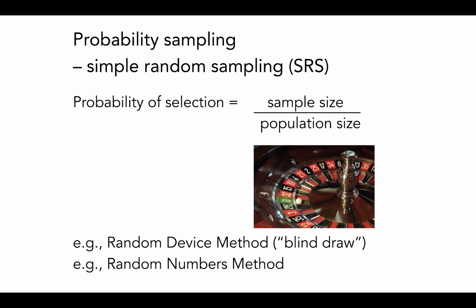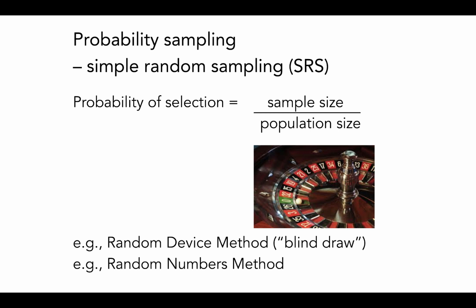Simple as that. One example of simple random sampling is random device methods. Random device methods are when you use any type of device. Could be as simple as flipping a coin or roulette in a casino or lotteries to calculate the chance each unit has of being selected in a sample.